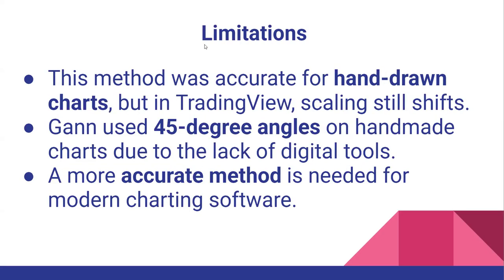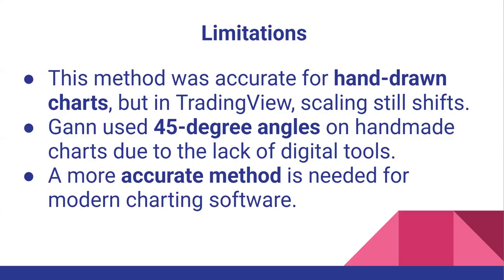So a limitation for this method is that it was accurate for hand-drawn charts. That means we are approximating 45 degree, taking the 45 degree and overlaying it on the Gann fan. It was good actually. Gann used 45 degree angles on handmade charts. Handmade charts are very different due to the lack of digital tools. At that time, there were no digital tools.